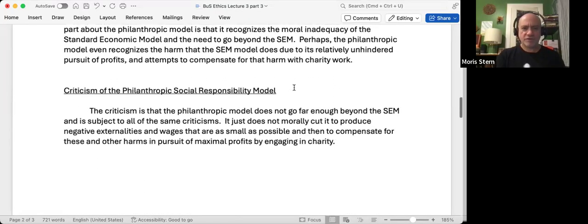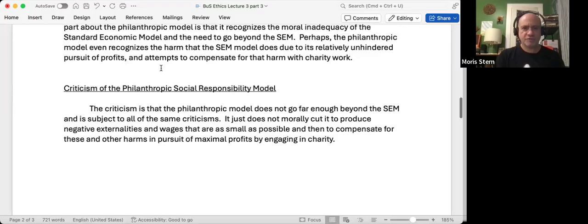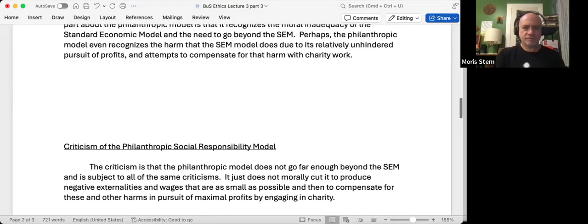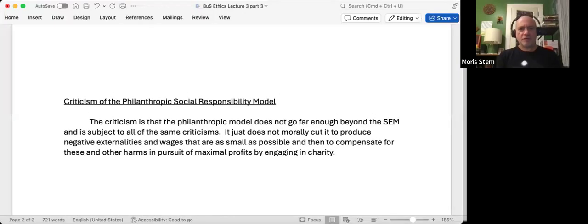Let us look at the criticism of the philanthropic social responsibility model. The criticism is that the philanthropic model does not go far enough beyond the standard economic model and is subject to all of the same criticisms. It just does not morally cut it to produce negative externalities and wages that are as small as possible, and then to compensate for these and other harms in pursuit of maximal profits by engaging in charity. Is charity here simply bad conscience for lack of moral adequacy in the usual practices with standard economic model?